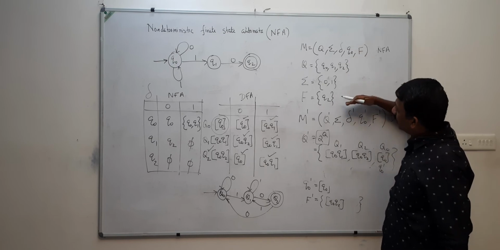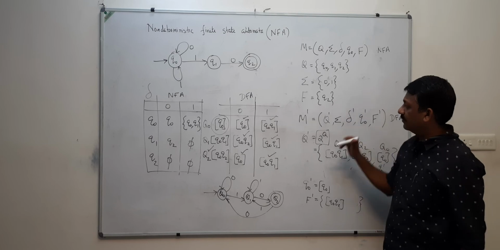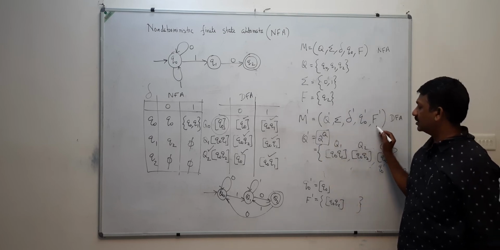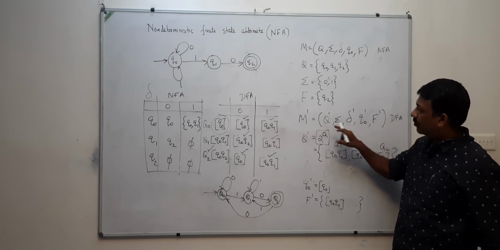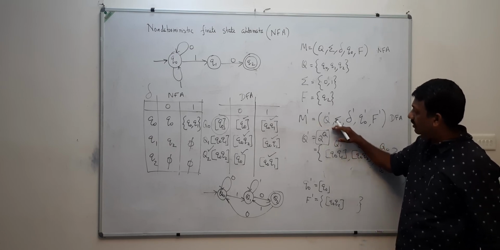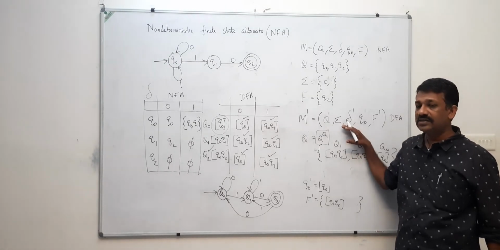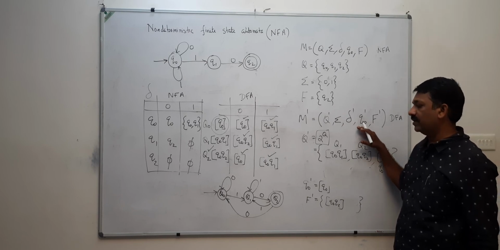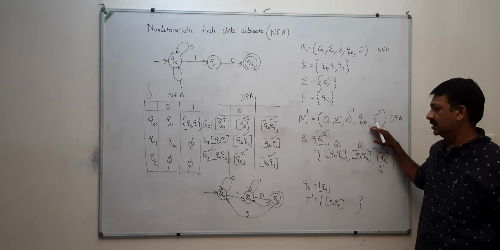And we are going to define an equivalent DFA. For that DFA M', we have Q', sigma, delta', q0' and F'. That is a DFA, and for this DFA we have another set of states. The input alphabet remains the same. Delta' is the transition function, and that transition function is different. q0' is also a new start state, and F' is the new set of final states.